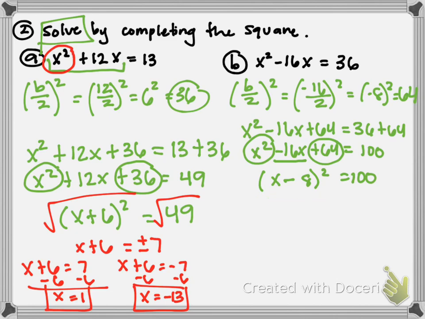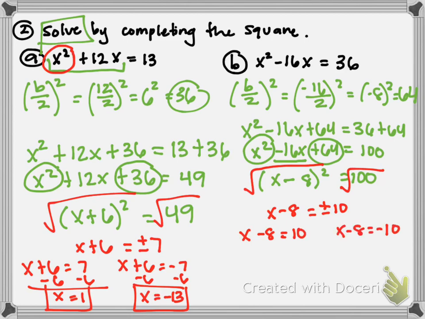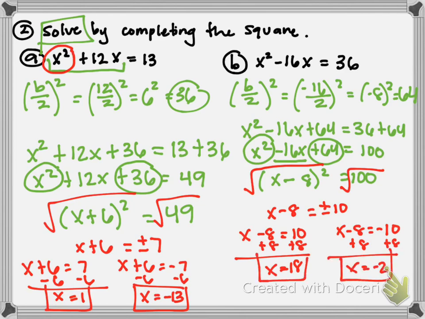All right, so now I need to solve. How do I undo a square? I take the square root of both sides. The square root of (x minus 8) squared is just x minus 8. The square root of 100 is plus or minus 10. So x minus 8 can equal positive 10. x minus 8 can equal negative 10. Add 8 to both sides, so x is 18. Add 8 to both sides, x is negative 2. So again, two answers here because it is a quadratic.